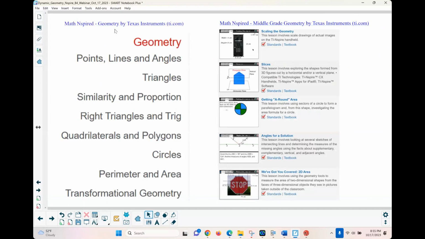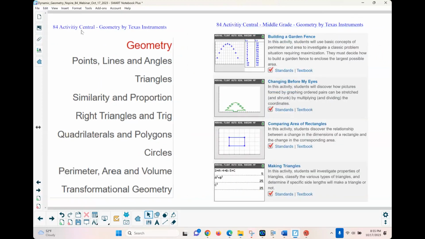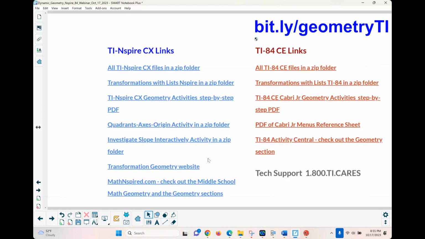So at Math-Inspired, you can get a thing on units on geometry. You can also get middle school. There are a few of the middle grade geometry things. TI-Nspire Activity Central also has units on geometry and a middle school geometry section. And this is the bit.ly, the website that has this.